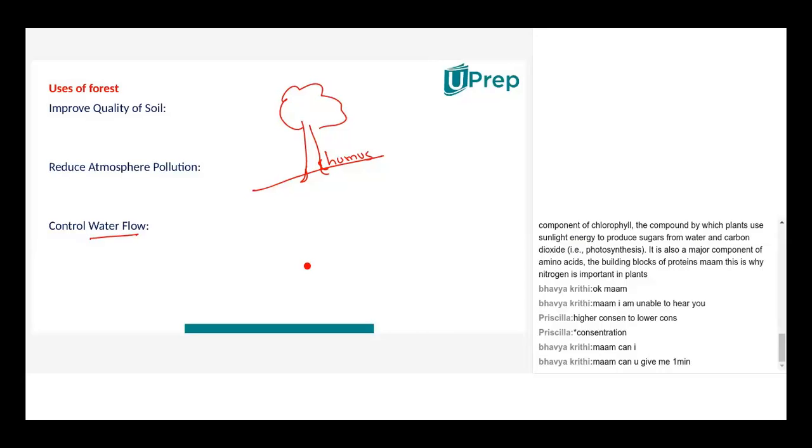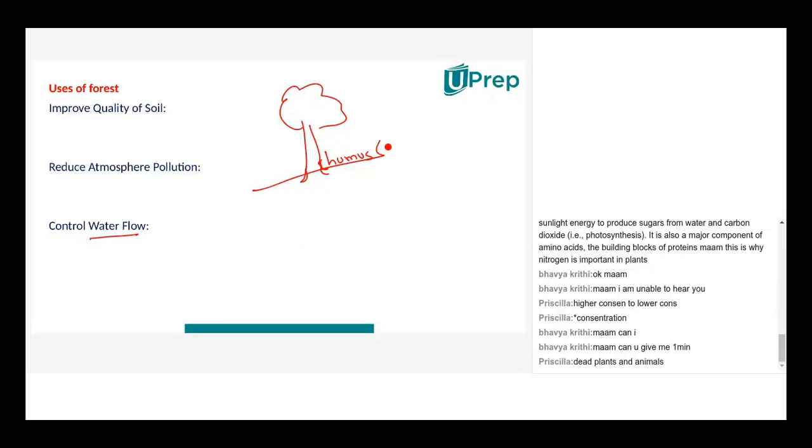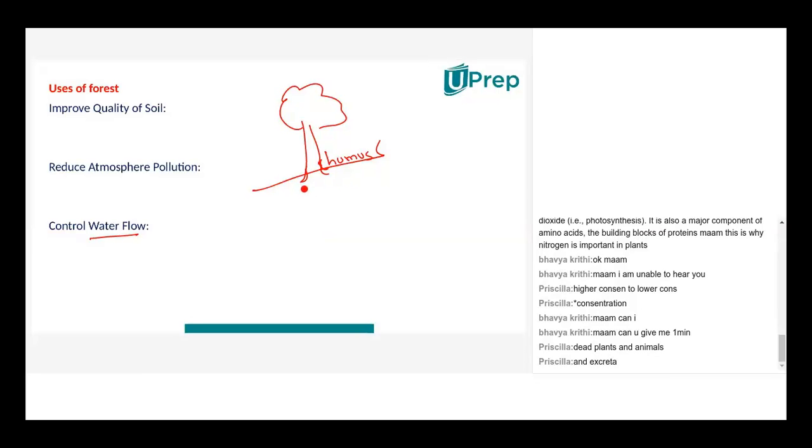What is humus formed of? Miss, I don't know. Humus is basically decomposed plant or animal matter. Yes, dead plants and animals. And they are not literally soil, but they are soil-like. And they have the ability to absorb water.